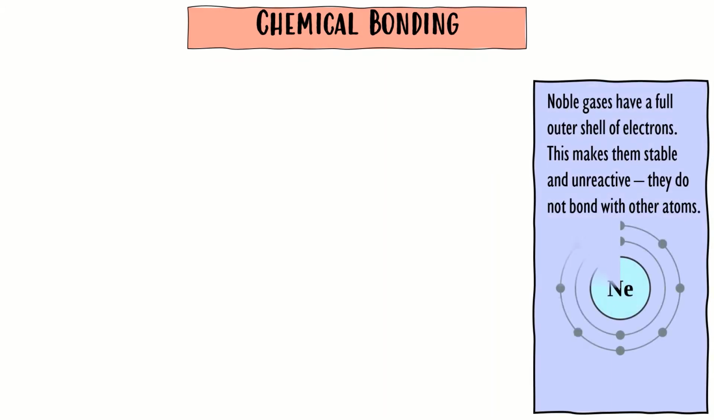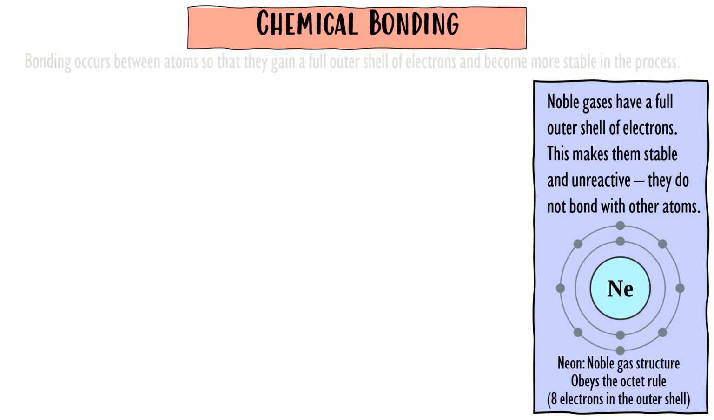So we've said that noble gases have full outer shells of electrons, and because of these full outer shells, they are stable and therefore unreactive. They don't participate in bonding with other atoms. There you see neon with its 8 electrons in its outer shell. The noble gas structure obeys the octet rule. The octet rule is that there are 8 electrons in a full outer shell, second shell and third shell.